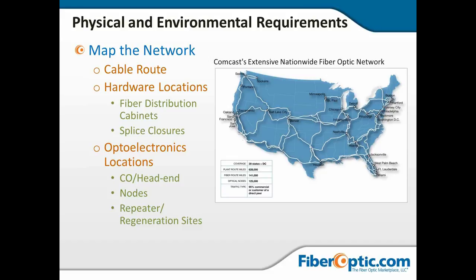In the outside plant, we're going to look at distribution hubs and cabinets. In the inside, we're going to be looking at our comms rooms and communication closets. In both cases, we're going to look at whatever splice enclosures we need and where we're going to place them and what enclosure we want to specify. Then we've got to look at the electronics locations, COs and head ends, nodes, any repeaters or regeneration sites. All of that has to be looked at in our overall design as we start to look at maps or drawings.